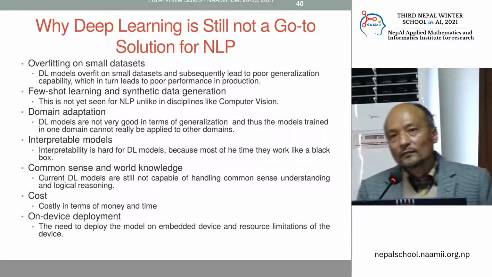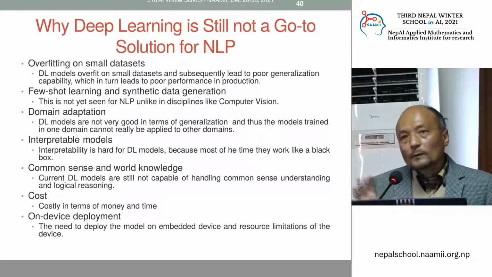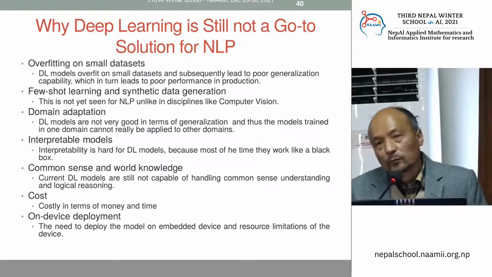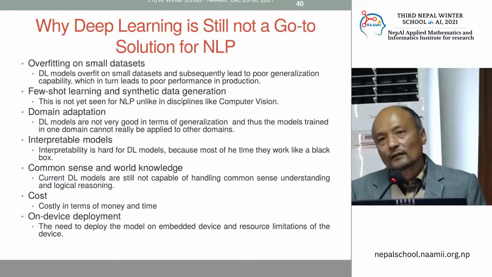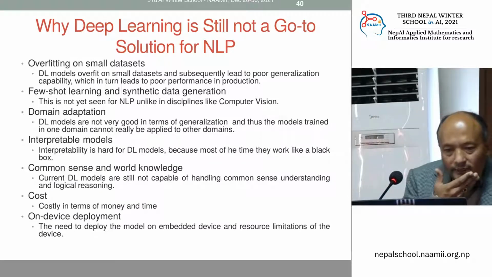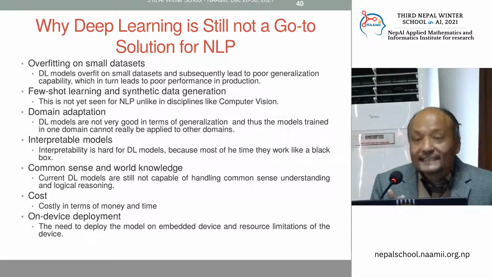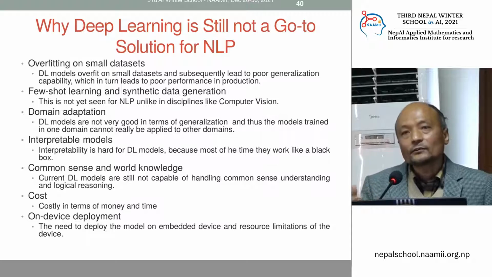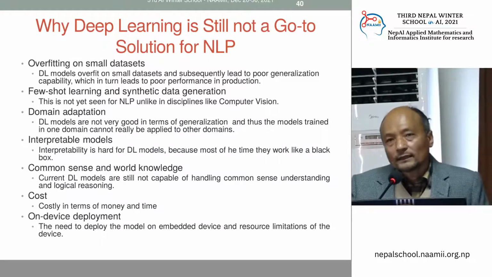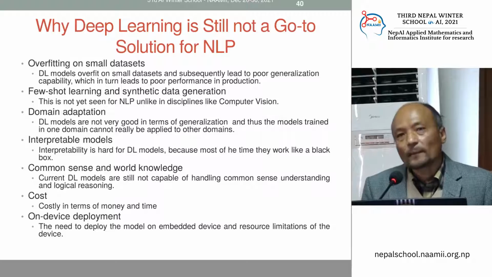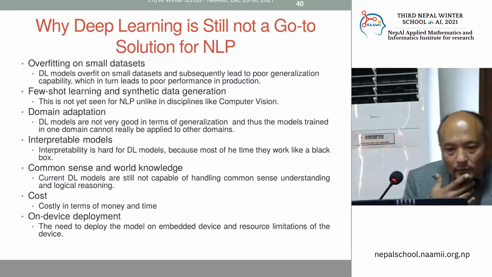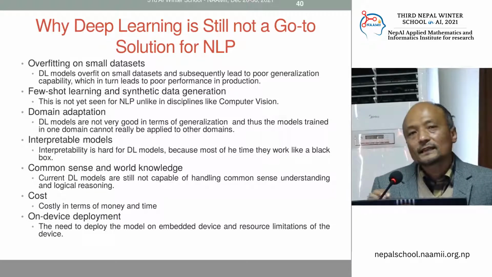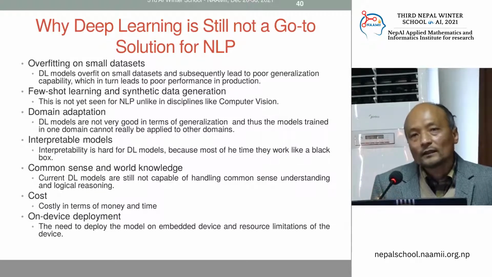Overfitting means that a model performs well on the training data sets, but does not necessarily perform well on unseen or test data sets. So DL models overfit on small data sets and subsequently lead to poor generalization. One of the goals we are trying to achieve using machine learning or deep learning is to improve the generalization capacity of the model. So this leads to poor performance in production. That's one of the pains of using deep learning for NLP tasks.